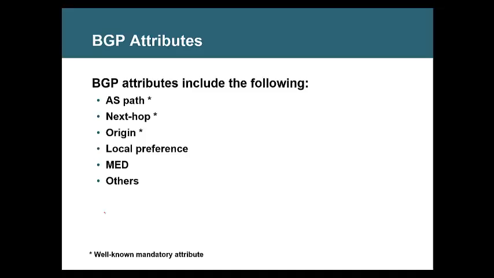Local preference is to say how the traffic should exit from this autonomous system in order to reach that destination, whereas MED is to tell how the traffic should enter in order to reach the local destination within our autonomous system.